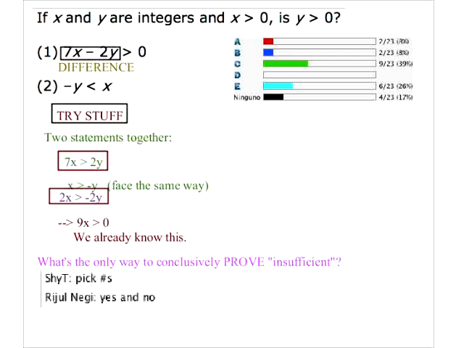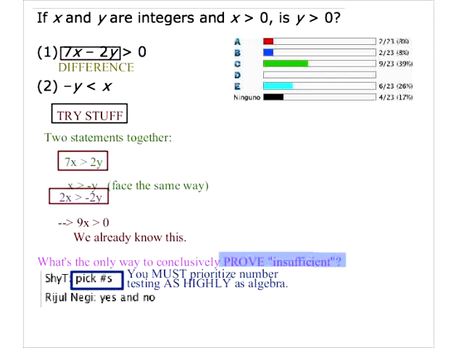This is just as important as algebra. If your head doesn't think about it that way, you're at a severe disadvantage on these problems. You must prioritize number testing as highly as algebra, because that's the only way you can prove that something is insufficient. If we try algebra on this problem, we're just going to keep groping around in the dark, and things are just going to magically not work, and we're going to be frustrated. But let's see if we can prove insufficient.